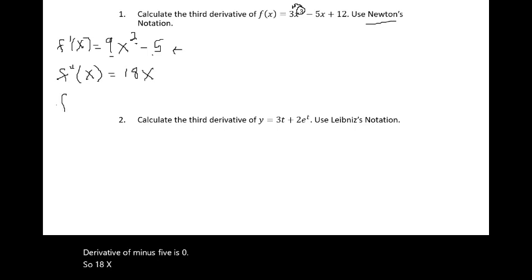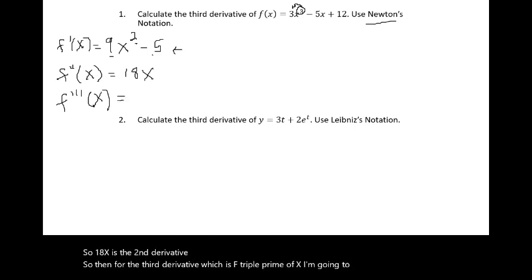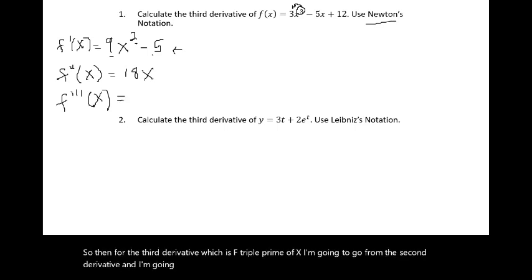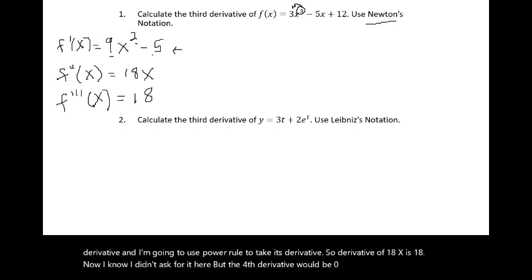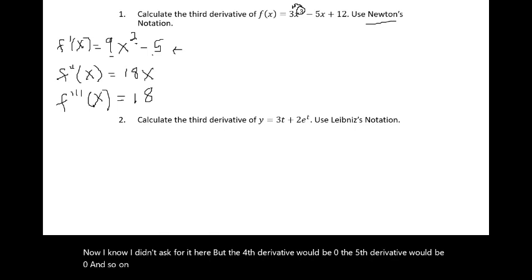So then for the third derivative, which is f triple prime of x, I'm going to go from the second derivative, and I'm going to use power rule to take its derivative. So derivative of 18x is 18. Now, I know I didn't ask for it here, but the fourth derivative would be 0, the fifth derivative would be 0, and so on. So for polynomials, the higher order derivatives do eventually go to 0. That is not going to happen with other functions.